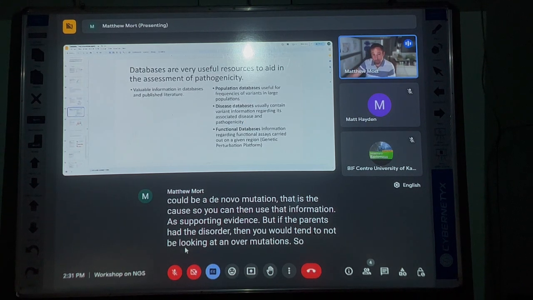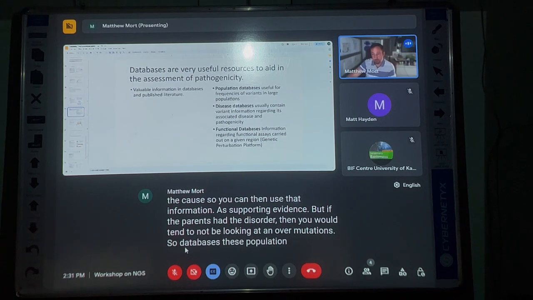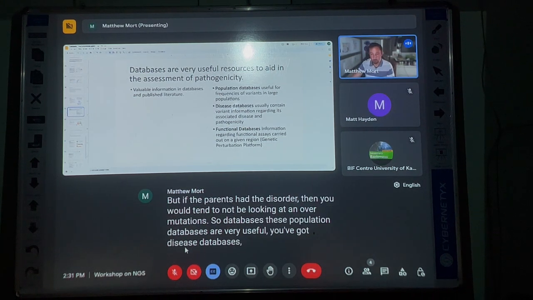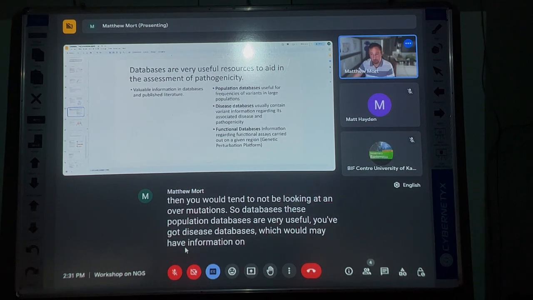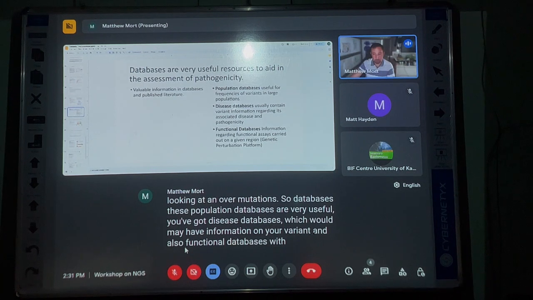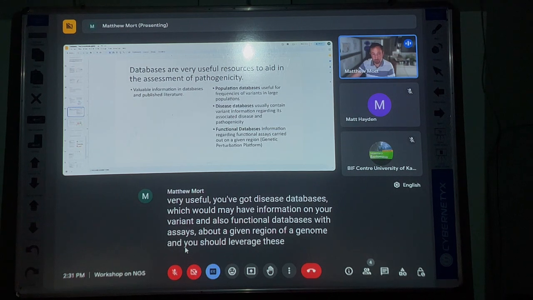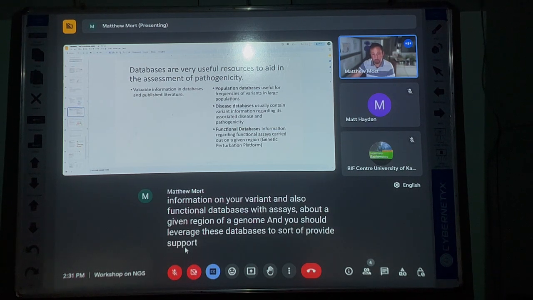So databases, these population databases, are very useful. You've got disease databases, which may have information on your variant, and also functional databases with assays about a given region of a genome. And you should leverage these databases to provide supporting evidence for pathogenicity.